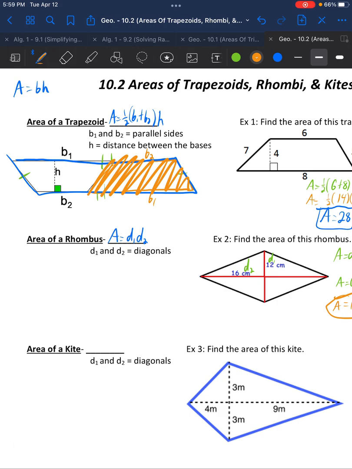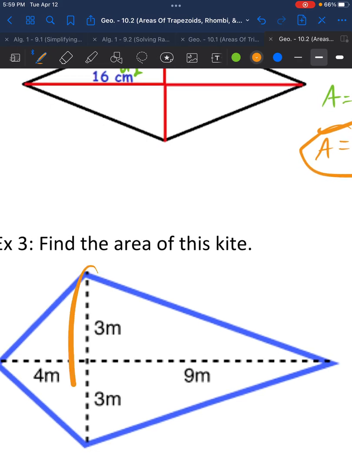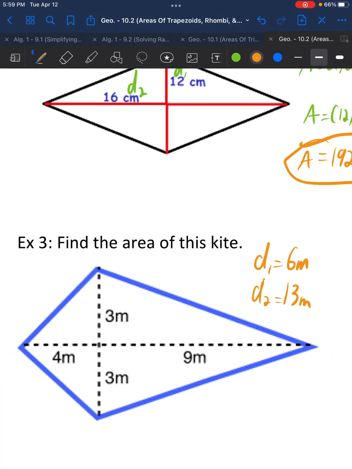Next, we have the area of a kite. The area of a kite is actually going to be the same exact formula. Area is equal to d1 times d2, where they're the diagonals again. On this kite, this one's a little bit different because instead of the whole way being across 3, we're told it's 3 and 3, making one of the diagonals 6 meters. The other diagonal would be the 4 plus the 9 to get us 13 meters.